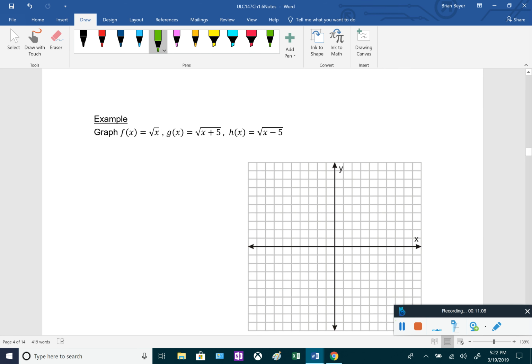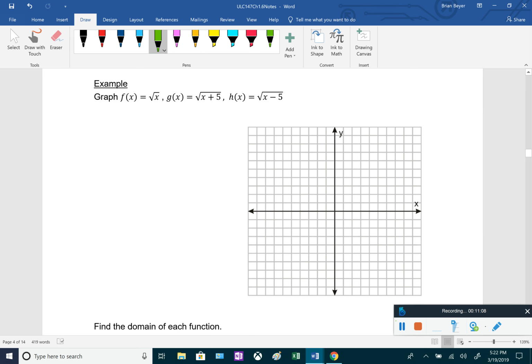So let's do one more with the horizontal shift. Let's do f of x equals the square root of x, g of x is the square root of x plus 5, and h of x is the square root of x minus 5. So starting with the square root of x, since I didn't make a table for this one yet for the values I use, I'm going to make a table.